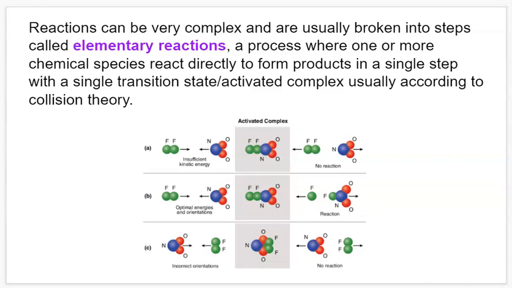And this is all according to collision theory, which we talked about before, where two atoms or molecules need to collide in the right orientation with the right amount of energy to create a transition state or activated complex, which is a big heap of atoms that are unstable, that then relaxes into a new set of stable products.